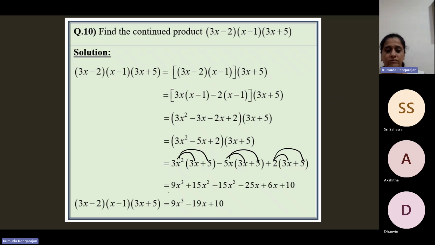And then when you open the brackets, these are the terms, and then you simplify the like terms. Plus 15x squared minus 15x squared gets cancelled. And then minus 25x plus 6x is this one. 9x cubed and 10 as it is. All right?